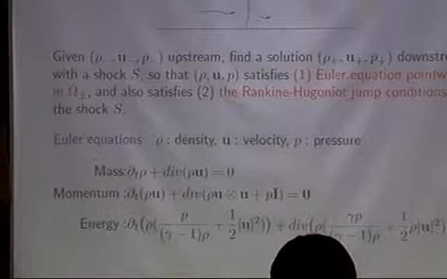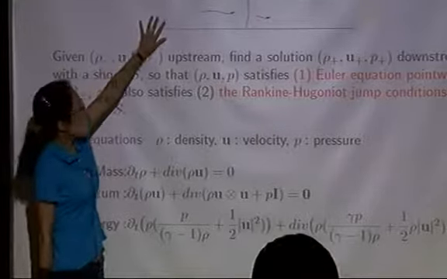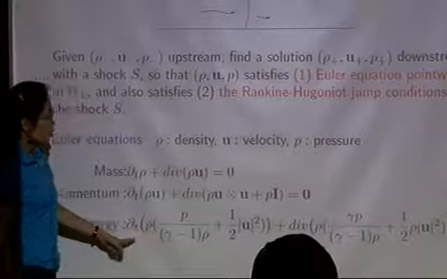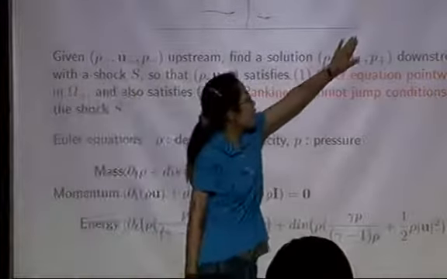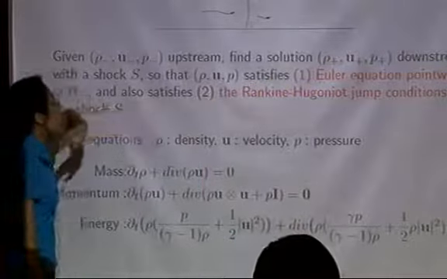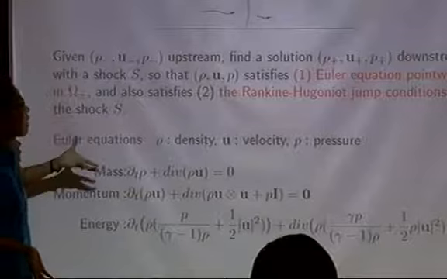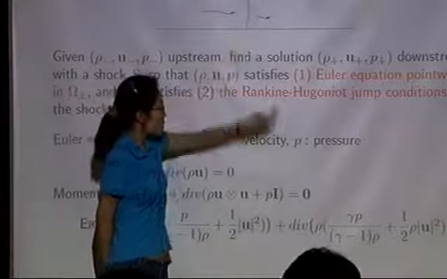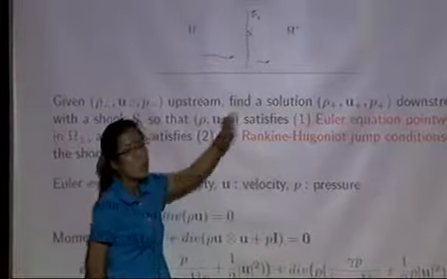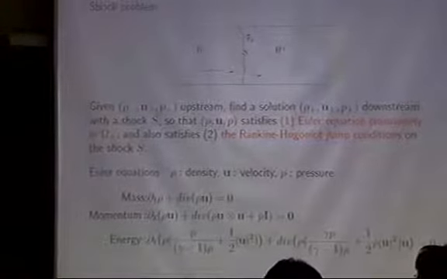like here. So assuming that we know the solution upstream, satisfying this equation pointwise, plus if we have certain conditions at the boundary so that we can no longer have continuous solutions, then we want to find out the location of a shock plus the solution satisfying the Euler equation pointwise downstream. So that is the main statement of the shock problem.